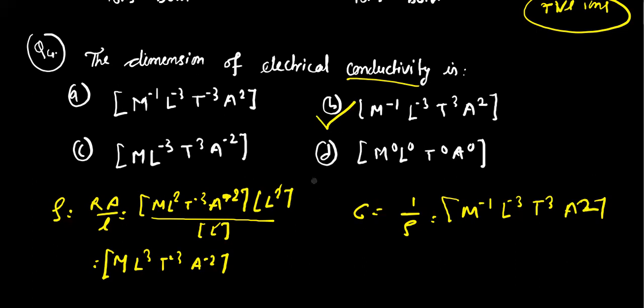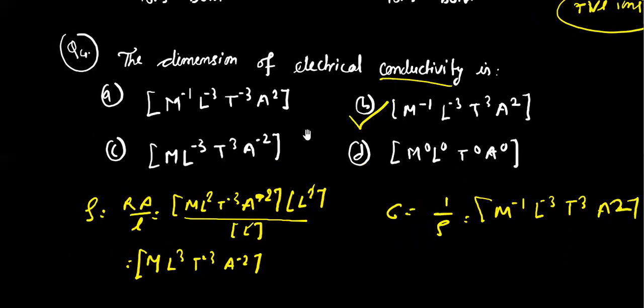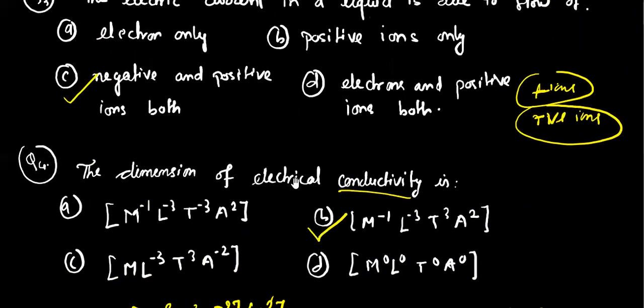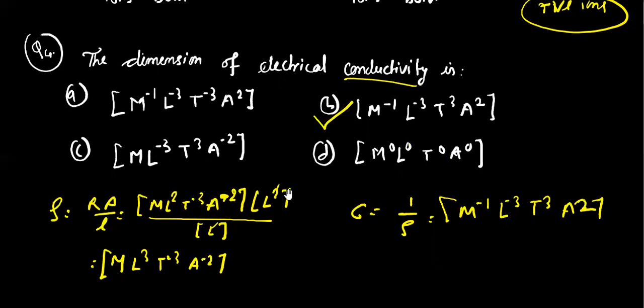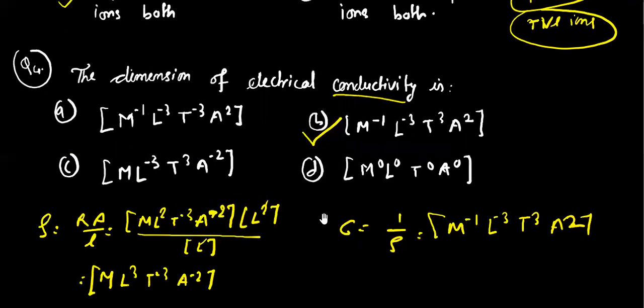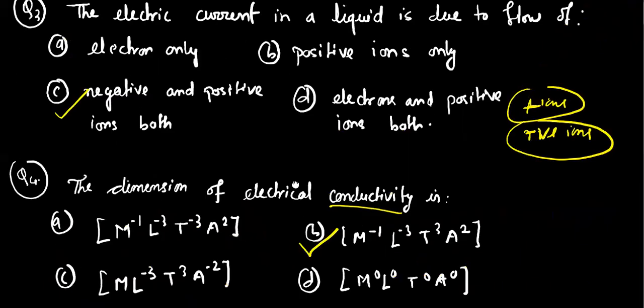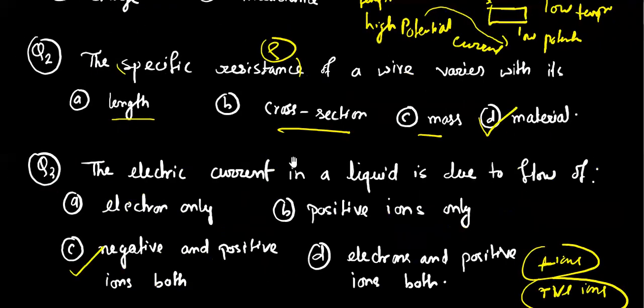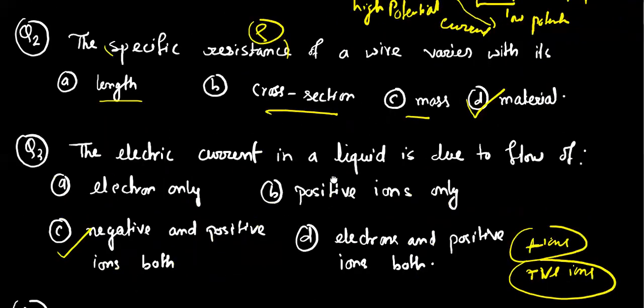So this is our last question for this particular video. In next video, we are going to discuss different topics like Kirchhoff's law, and different electrical circuits, solving in parallel and series combinations, and then potentiometer, and then the rest of the things, Wheatstone bridge, and lots of things remain here.